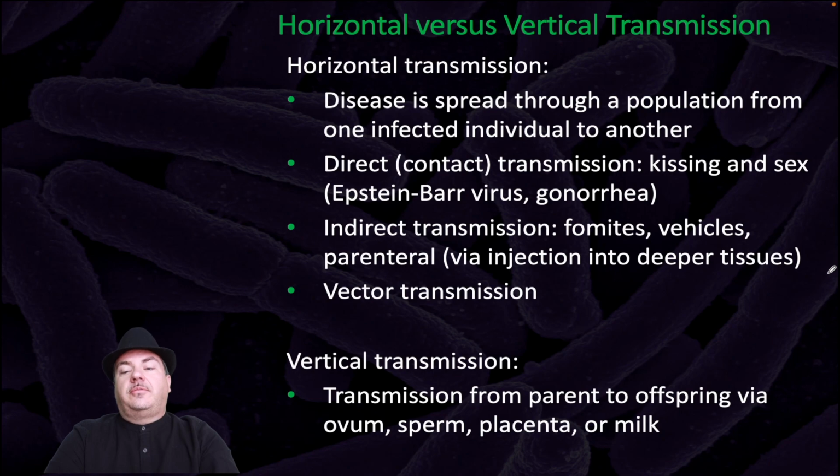Direct contact transmission, kissing and sex, for example, Epstein-Barr virus and gonorrhea. Indirect transmission: fomites, vehicles, parenteral, via injection into deeper tissues, and vector transmission. Vertical transmission is transmission from parent to offspring via ovum, sperm, placenta, or milk.